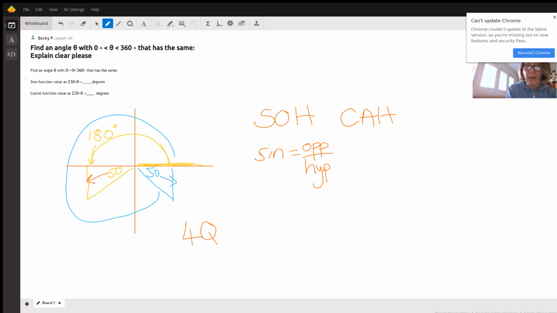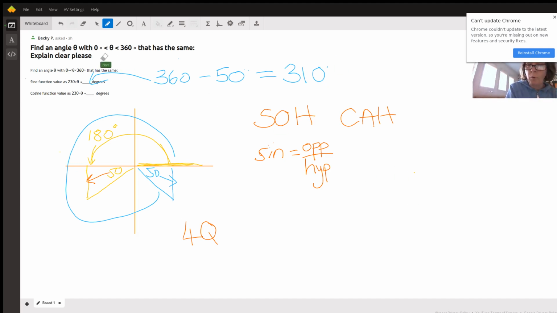So what is this angle? It is 360 degrees minus 50. So the answer here would be 360 minus 50 degrees, because you're 50 degrees shy of completing a complete rotation. So 310 degrees.